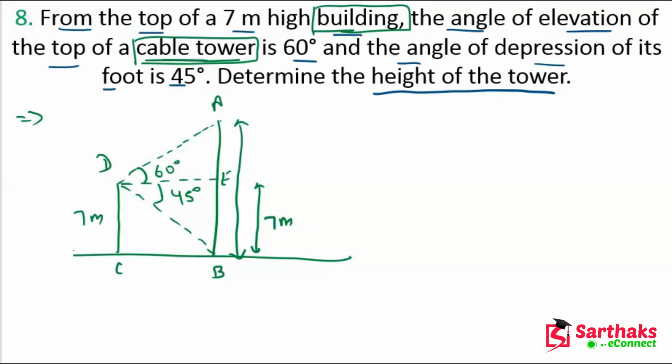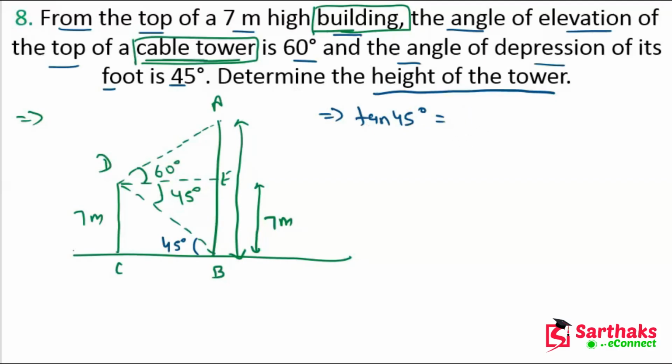So now if we observe, this angle is what? This angle is alternate angle. So this is also 45 degree. And with the help of this angle, we can easily find BC, which is equals to DE. Okay, so now tan 45 degree is equals to DC upon CB.